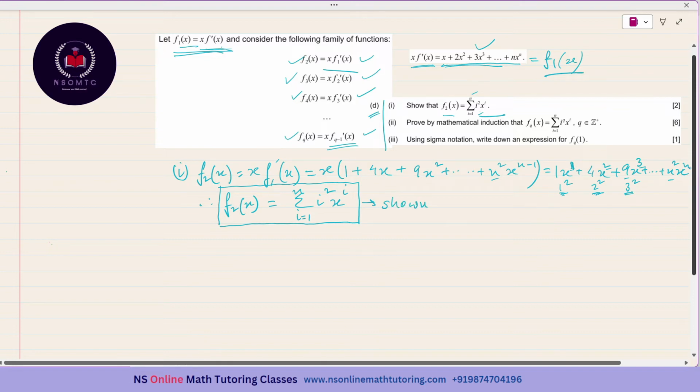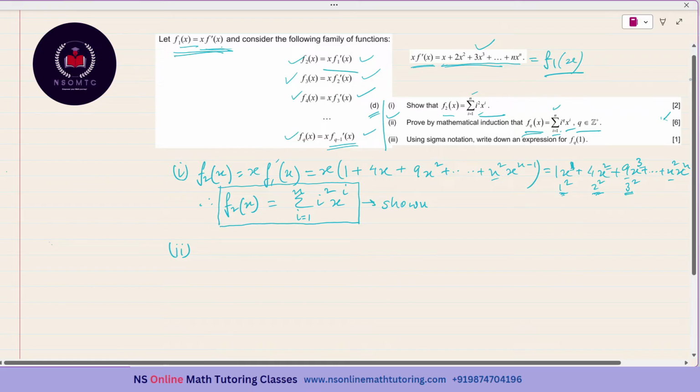Okay. And now coming to the second part, the mathematical induction. Prove by mathematical induction that if f_q of x is equal to the summation, sigma i equal to 1 to n, of i to the power of q times x to the power of i, where q belongs to the set of positive integers. It is containing 6 marks.